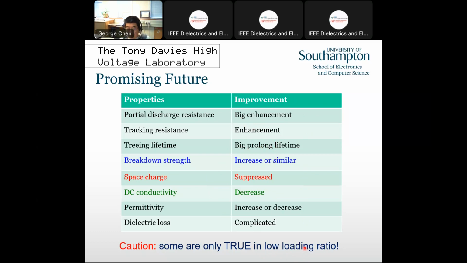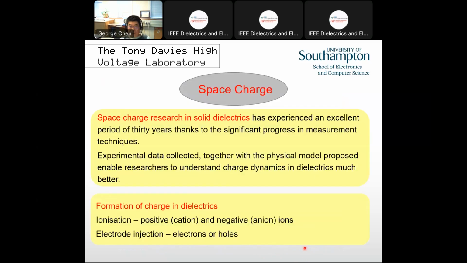So we have now introduced nano-dielectrics, and let's move on to space charge. Space charge research in solid dielectrics has experienced a very good period over the last 30 or 40 years, thanks to the significant progress made in measurement techniques in the 1980s. We have gathered sufficient experimental data, and through analysis of the data, a few physical models have been proposed. All this enables researchers to understand the charge dynamics much better.